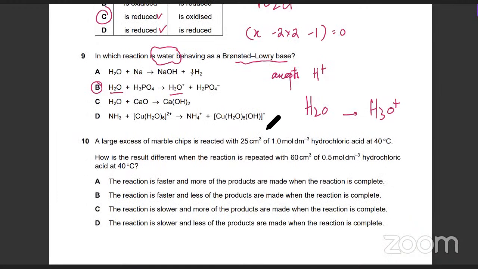As for the rest, the first one is not doing anything, that's a redox reaction. Over here water is losing an H+, and over here water is also losing an H+, becoming OH-.